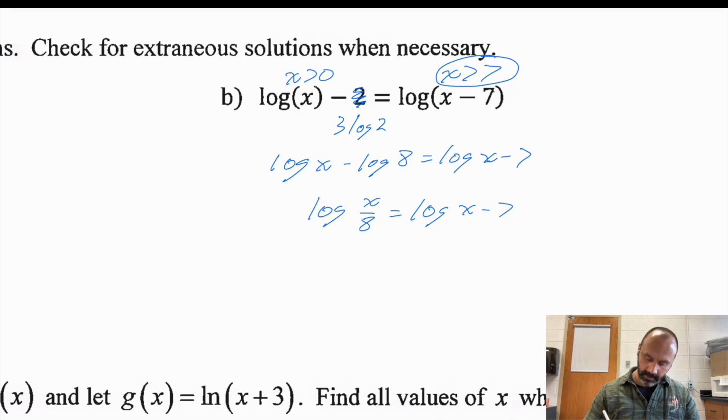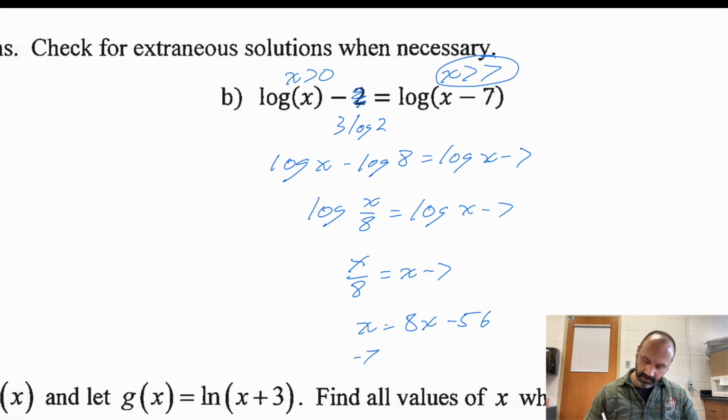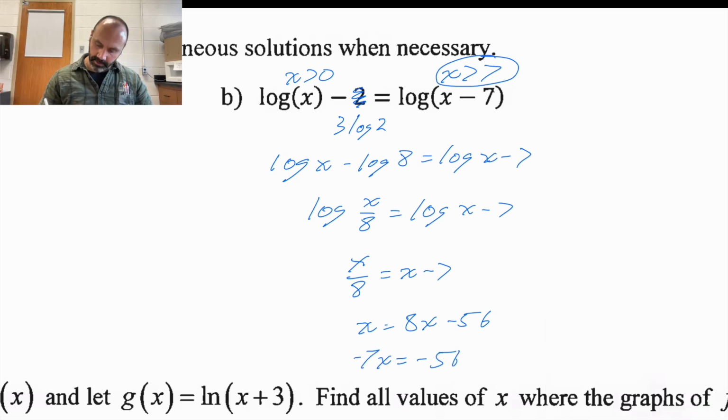So now I can set the expressions equal to each other. X over 8 equals x minus 7. So x equals 8x minus 56. And so now negative 7x equals negative 56. And the solution is x equals 56 over 7. So 56 over 7 is 8.